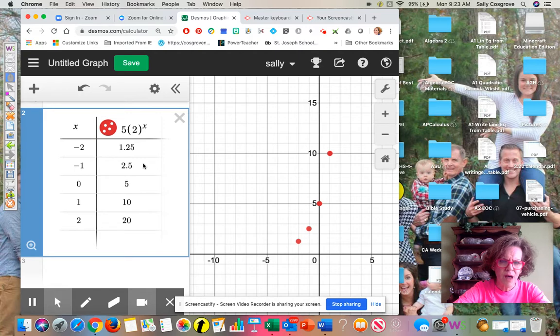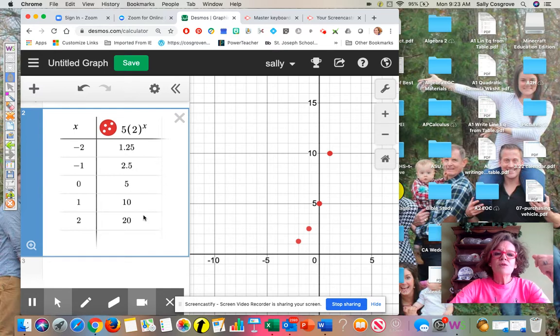Plus 1.25, plus, no, not 1.25. What is it? Plus 2.5, plus, no, not 2.5, plus 5. They're not adding the same thing each time. How are they changing? Can you tell? Can you see what's happening? 2.5 to 5, 5 to 10, 10 to 20. What's it doing? Think.